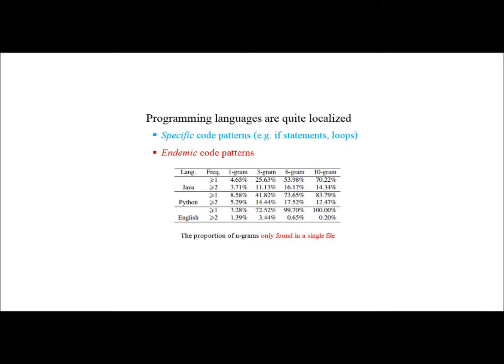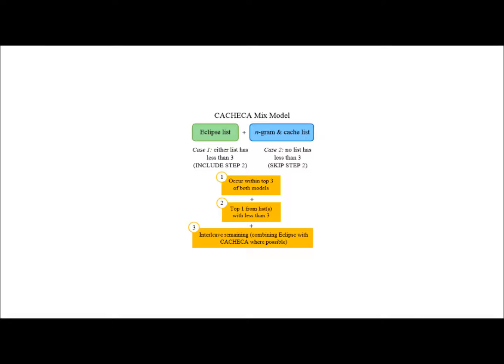CACHECA's cache model exploits the modular structure of code and often suggests tokens based on the local vocabulary and usage patterns specific to a particular file. CACHECA combines the traditional n-gram approach with this new cache model based on localness, then combines the suggestions with the default syntactic and semantic suggestions provided by Eclipse in order to produce an optimal list that is twice as good as Eclipse alone, as demonstrated by our extensive testing on open source projects.